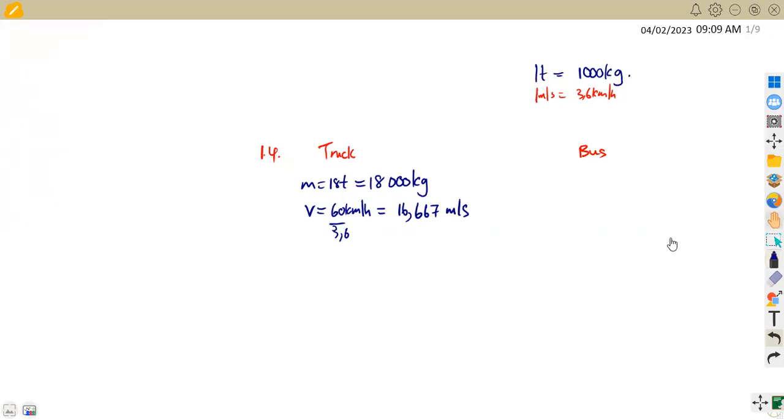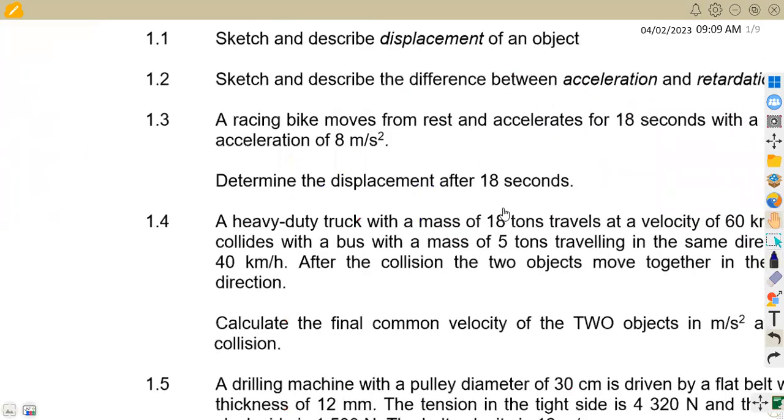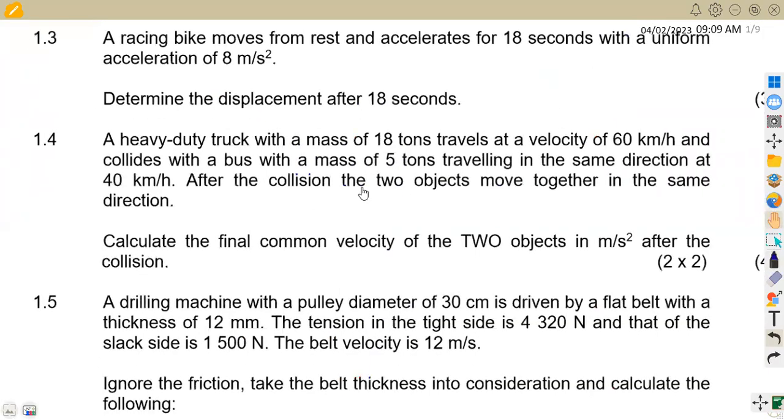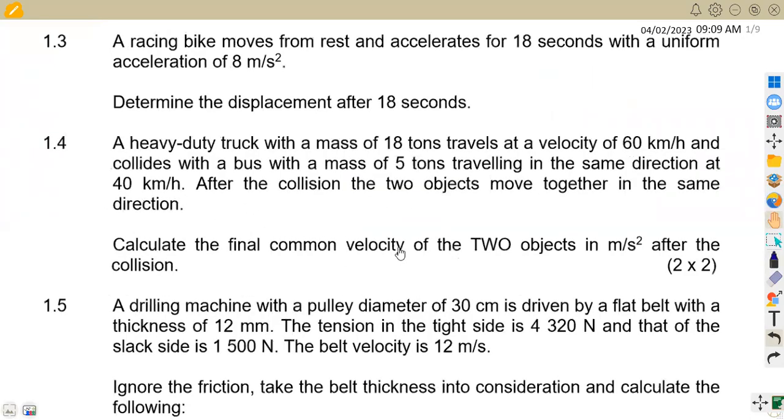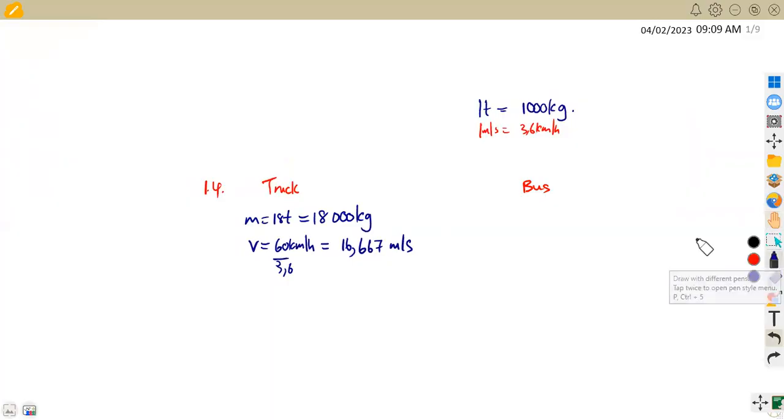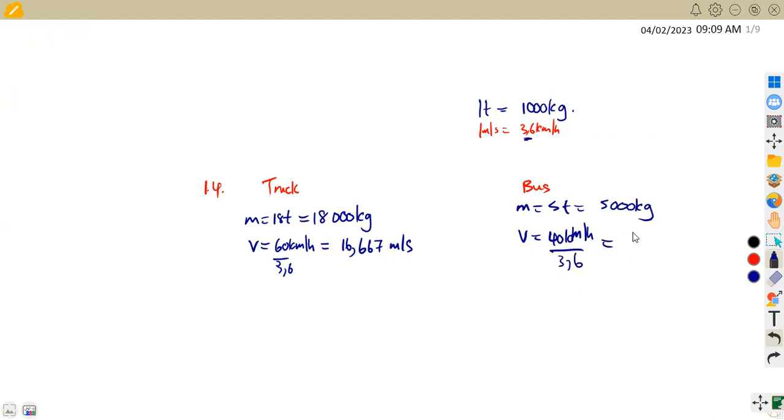Then for the bus, these two are traveling in the same direction, remember. The bus has 5 tons and 40 kilometers per hour. For the bus, we are given its mass, which is 5 tons. So 5 tons to kgs is 5,000, multiplying by 1,000 just like we did previously. Then its velocity is 40 kilometers per hour. We do the same thing as previously, dividing by 3.6, which gives 11.111 meters per second.